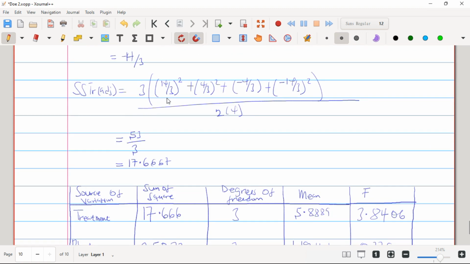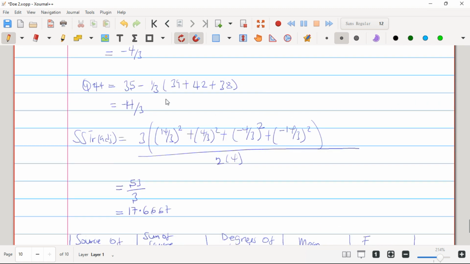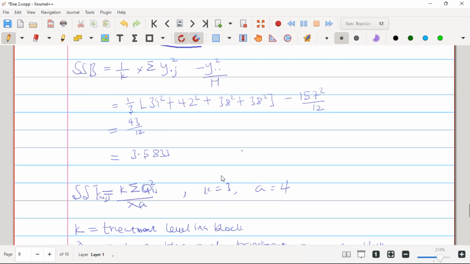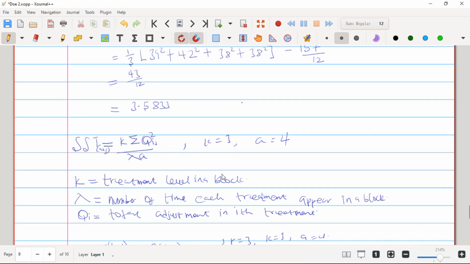So as you can see here, (14/3)² plus (4/3)² plus (-4/3)² plus (-4/3)², as you can see there, right? So at the end of the day, we are just going to take the individual Q values that we have, substitute them here, square them one by one, and then divide by what? Our lambda A, as you see here, this is our lambda A.